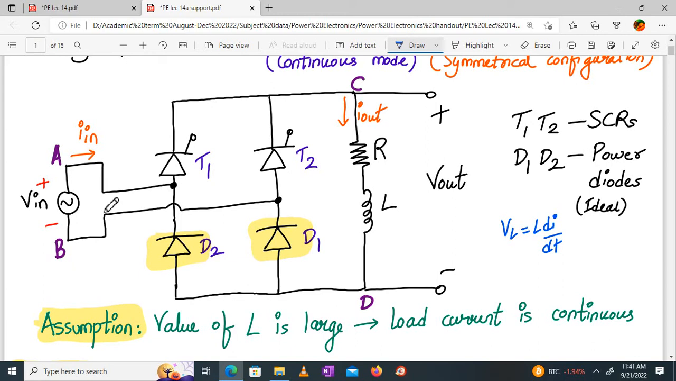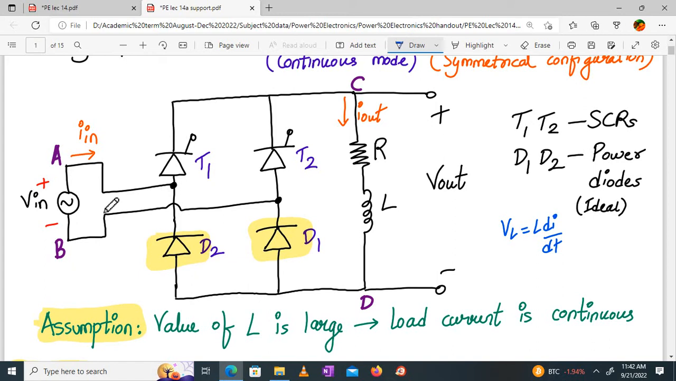Have you drawn? Draw it carefully. So what are the two conditions for SCR to turn on? First, it should be in forward bias or forward blocking mode. Second, gate trigger should appear. So during the positive half cycle, T1 and D1 will be on. D1 will turn on right away, as soon as you apply the positive half cycle, at about 0 degrees.